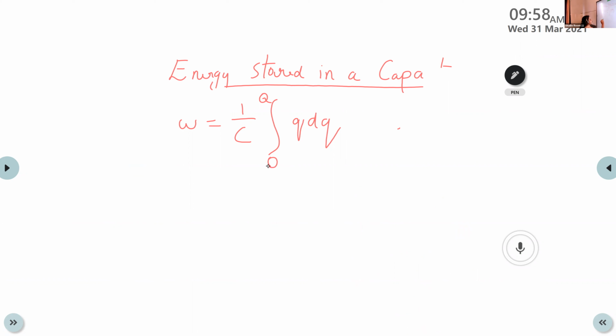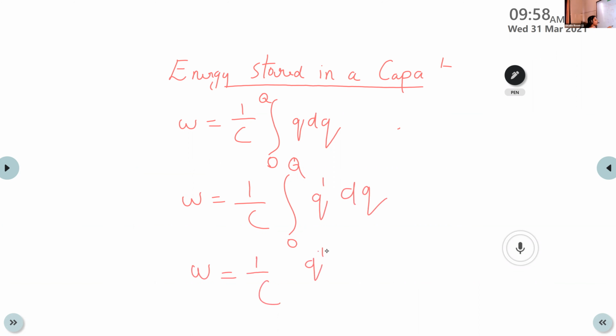So we can solve here. W is equal to 1 by C, C is constant, take it outside. Integral q dq. We can write it in the form of 0 to q raised to 1 dq. If we solve this, W is equal to 1 by C into q raised to 1 plus 1 divided by 1 plus 1, from 0 to Q.